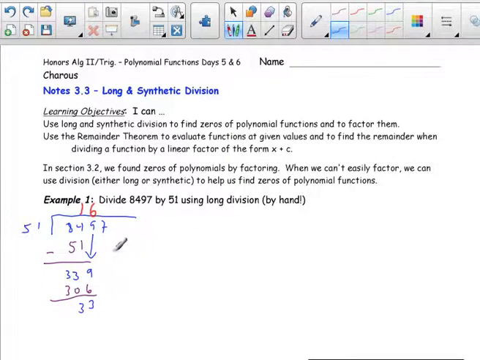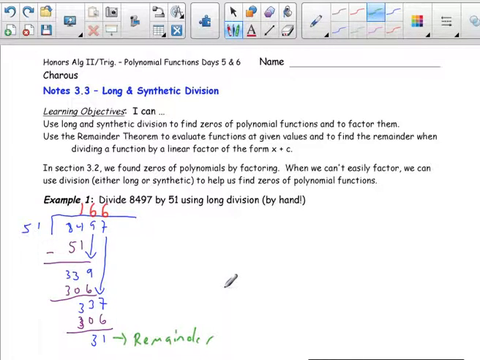And then once again, you're going to bring down the 7, the ones digit, and then you're going to ask yourself, how many times does 51 go into 337? That is once again going to be 6. You're going to write 6 up at the top. You're going to multiply 6 times 51. That's going to give 306. And then you'll subtract once again. Subtracting this, you're going to get 31. We call the 31, if you remember down here, the remainder.